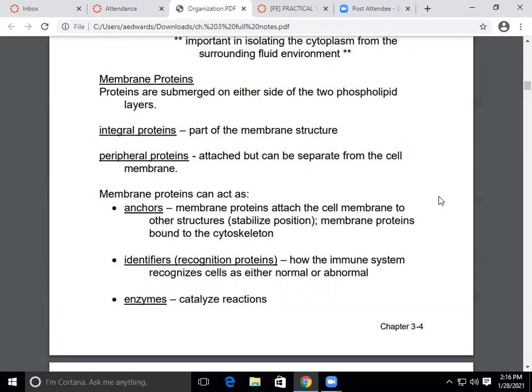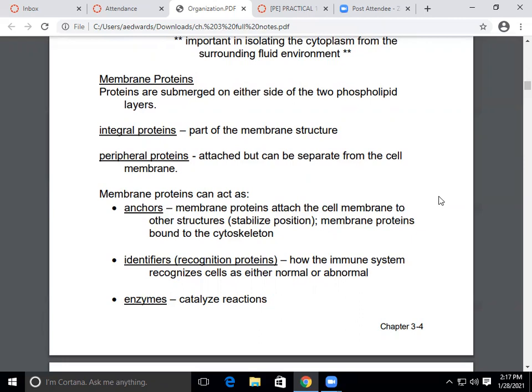All right, their membrane proteins can be identifiers or recognition proteins. That's how your immune system recognizes other cells as either being normal or abnormal. You have to be able to differentiate between a normal cell and a cell that's infected in your body, or a cell from a microorganism that's not one of your cells, or a cell that is cancerous. Your body has to have a way of differentiating those cells, and those receptors on the outside allow you to do that.